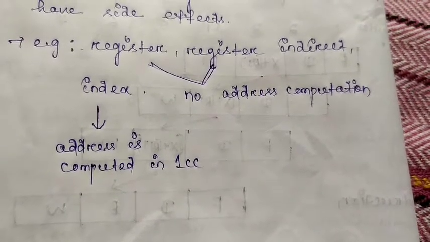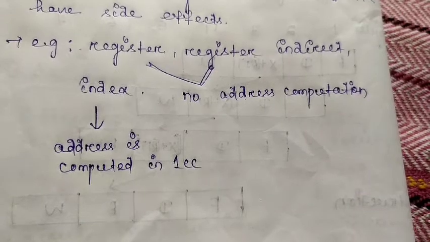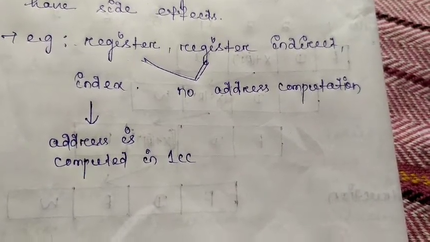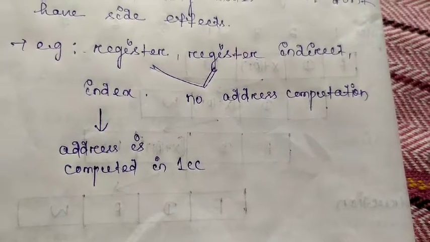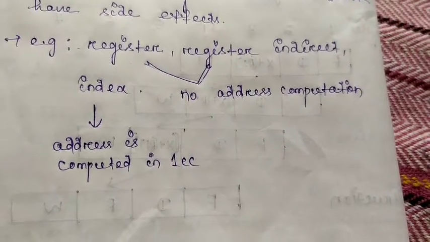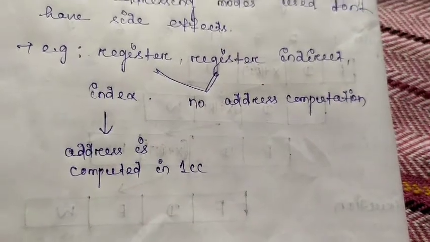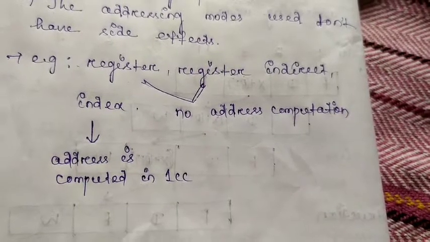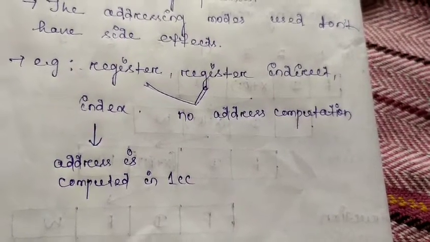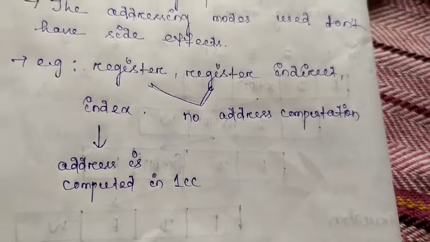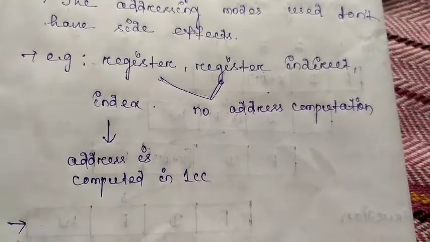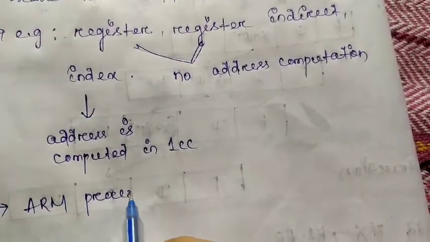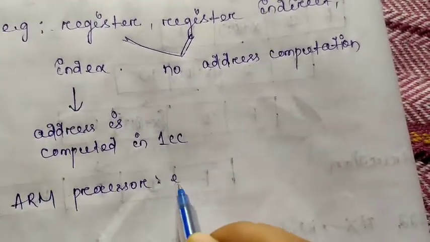None of these modes has any side effects, with one possible exception. Some architectures such as the ARM processor allow the address computed in the index mode to be written back into the index register. You have to remember this point. This is a side effect that would not be allowed under the guideline above. The exceptional case is the ARM processor.